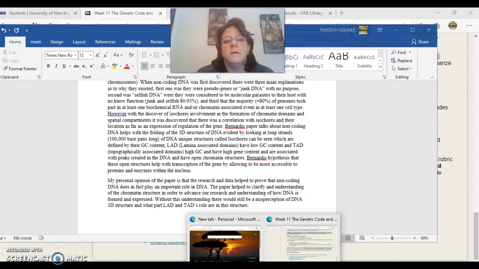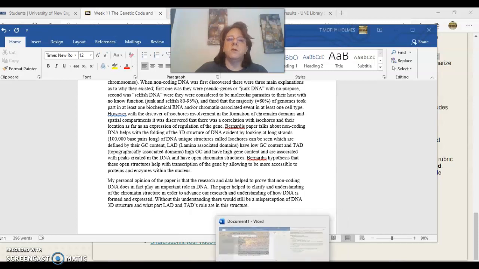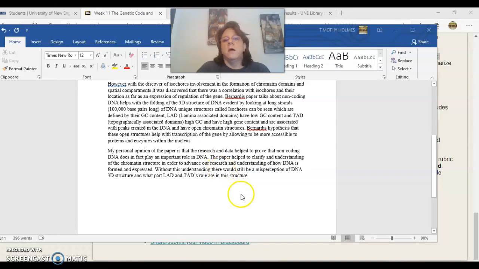However, with the discoveries of isochores involvement in the formation of chromatin domains in spatial compartments, it was discovered that there was a correlation with isochores and their location as far as the expression of regulation in the gene.